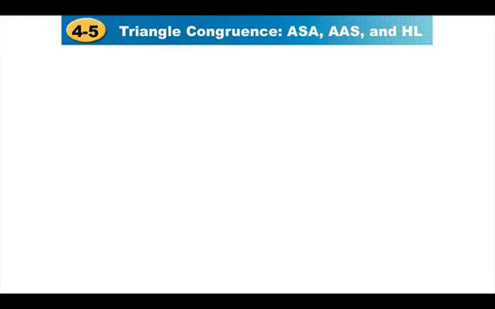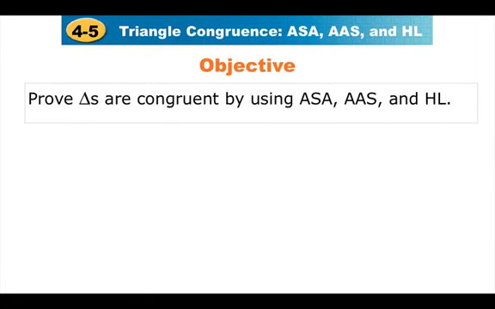Section 4.5, triangle congruence, and you have ASA, AAS, and HL. That stands for something. We'll go over that in just a little bit. This is the objective: prove triangles are congruent by using the three that I just read. Now, it's important to understand that these are shortcuts to show that two triangles are congruent. And these are the three shortcuts that you're going to be able to use from now on.